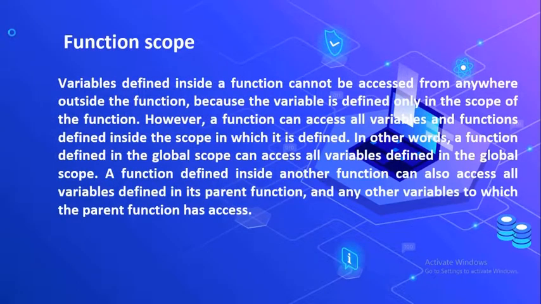Variables defined inside a function cannot be accessed from anywhere outside the function because the variable is defined only in the scope of the function. However, a function can access all variables and functions defined inside the scope in which it is defined. In other words, a function defined in the global scope can access all variables defined in the global scope. A function defined inside another function can also access all variables defined in its parent function and any other variables to which the parent function has access.